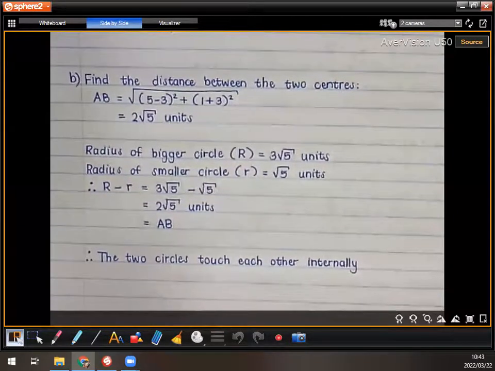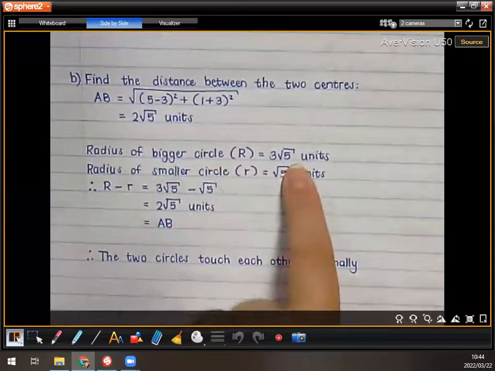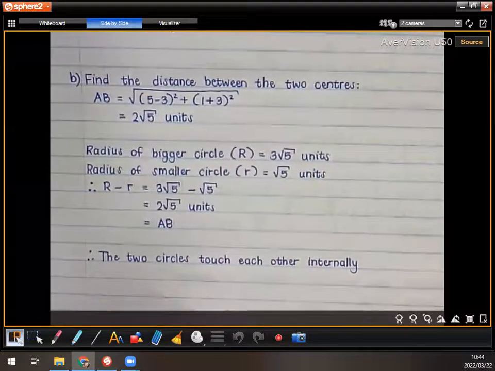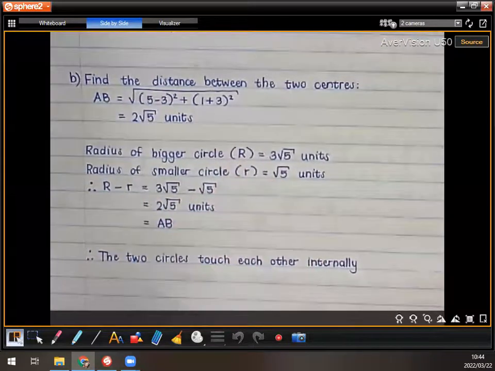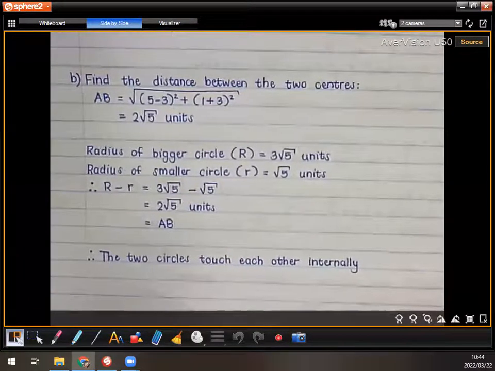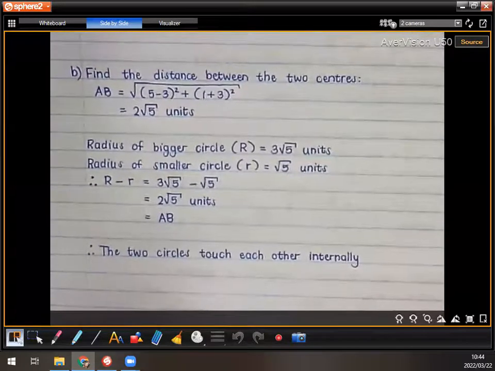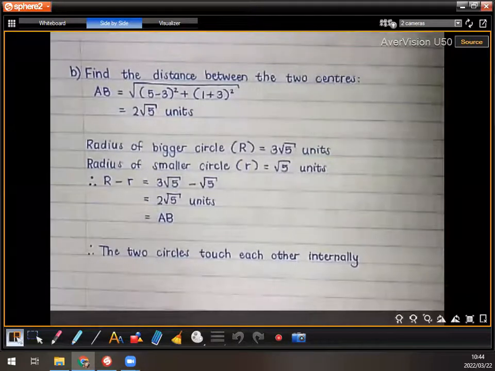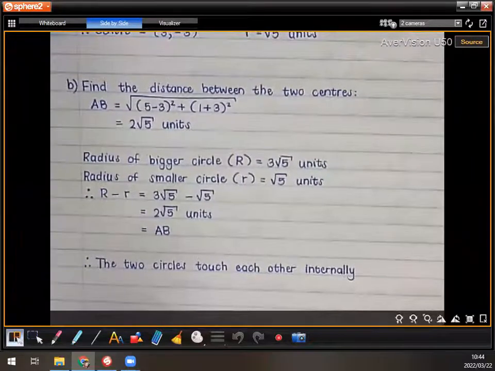The radius of the biggest circle, I said, okay, let's use a capital R to represent that, is 3 root 5. We calculated that in A. The radius of the smaller circle was 1 root 5. So if I take the big circle's radius and subtract the smaller one, it does give us the exact distance between the two centers. So that does mean that the two circles touch each other internally. I'll show you now on the diagram, and maybe it will make a bit more sense because it's quite abstract the way that it's written.